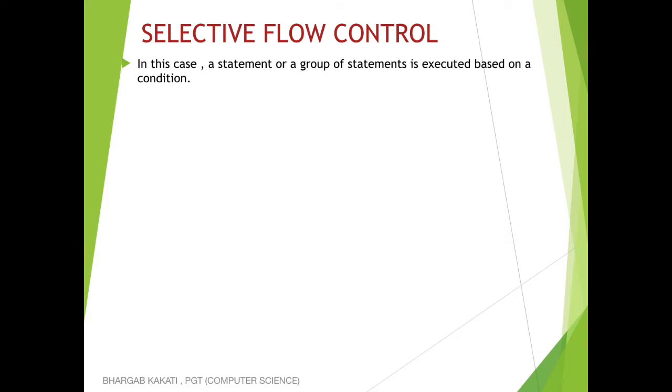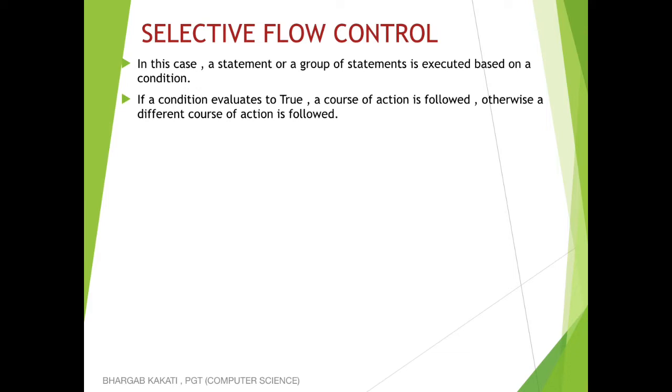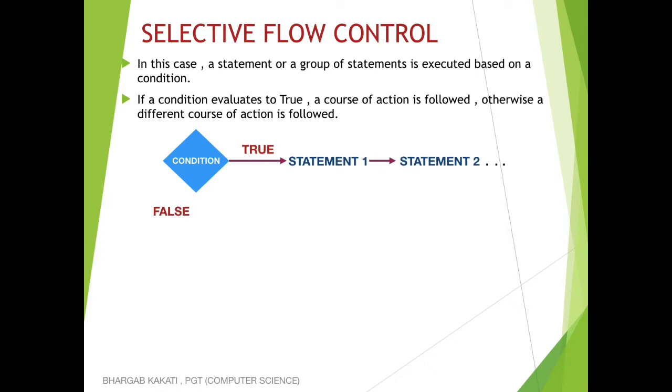If the condition is fulfilled, a group of statements will be executed. If the condition is not fulfilled, a different group of statements may be executed, or that particular block may also be ignored. So if a condition evaluates to true, a course of action is followed, otherwise a different course of action is followed. For example, let's say we have a condition, the condition may be true. If the condition is true, a group of statements are executed, and if the condition is false, then what happens? A different group of statements is executed. This is known as selective flow control.